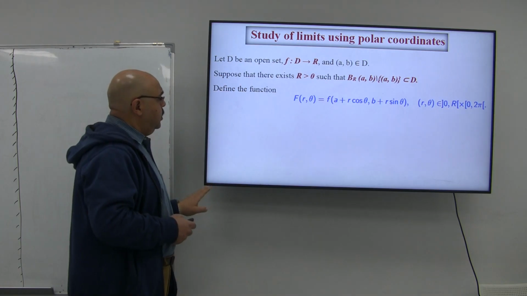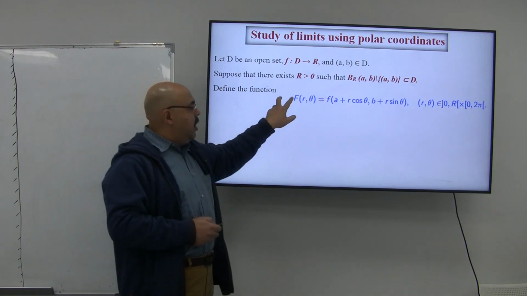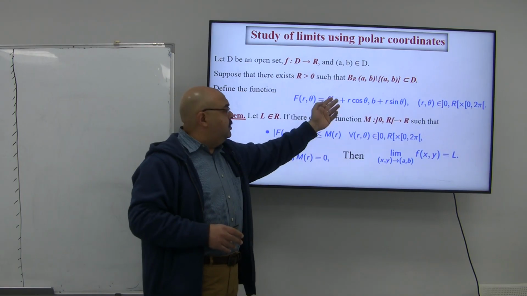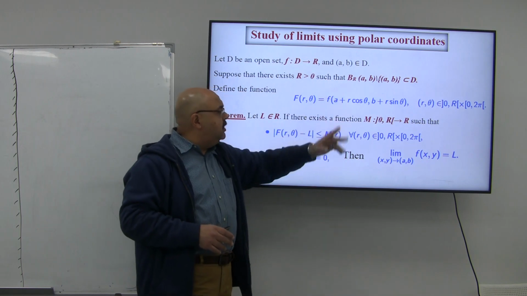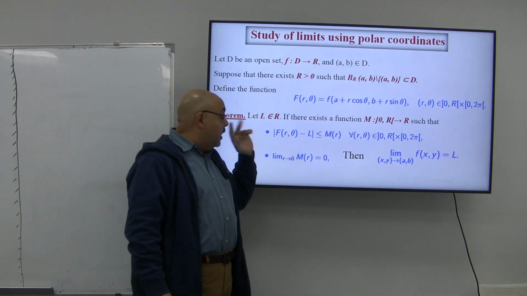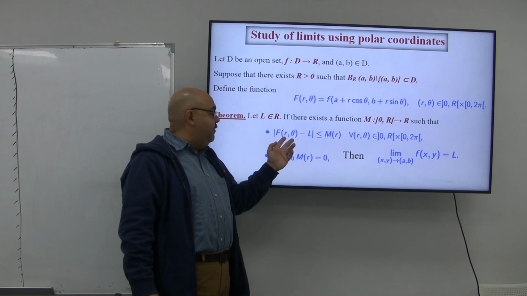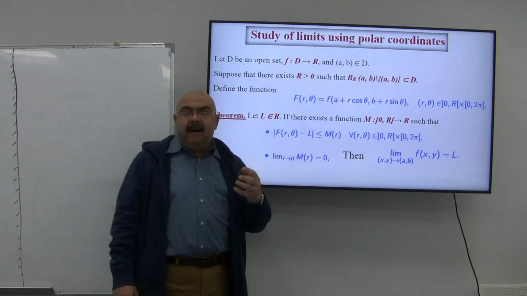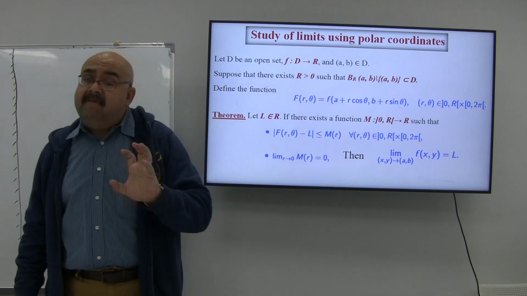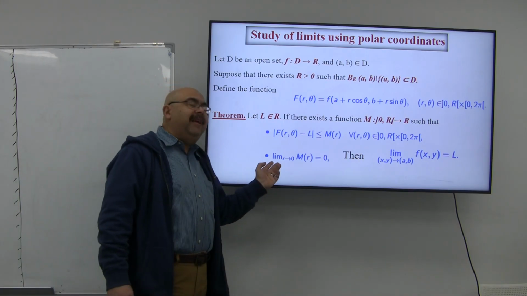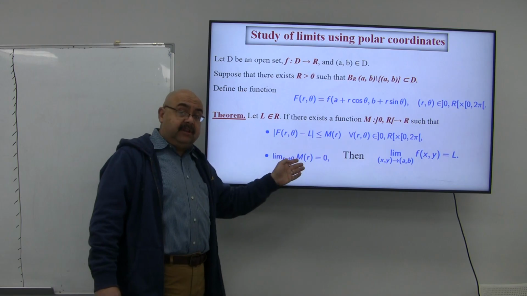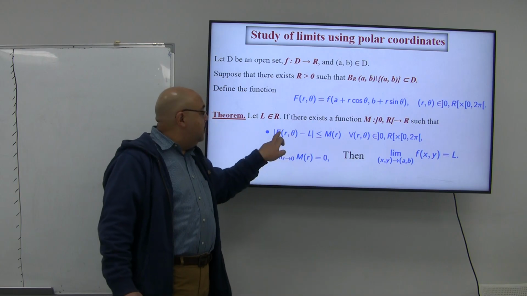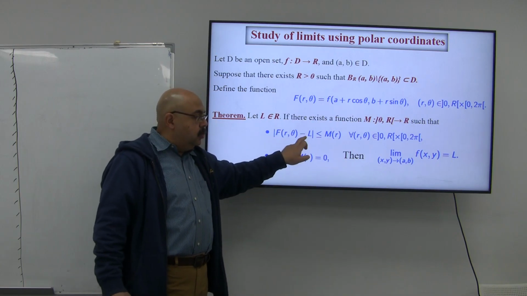So the definition once more states that for a function f of r, theta, which is defined by changing into x, y using this transform, a plus r cosine theta and b plus r sine theta, the absolute value of the difference between f of r, theta and L is less than or equal to some function in r. It doesn't depend on theta, just some function in r. Once you take the limit as r tends to 0 of this function in r, it will go to 0, which means that the limit exists and is equal to L.